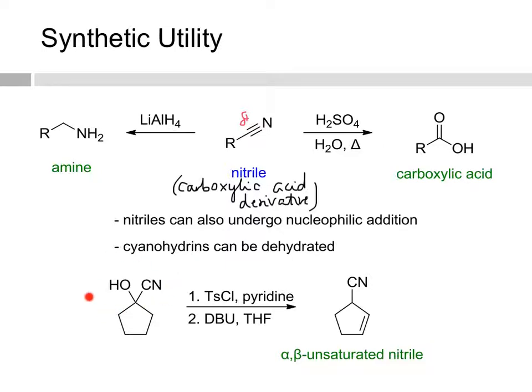Cyanohydrins can also be dehydrated to form the alpha-beta unsaturated nitrile. Treatment with tosyl chloride or mesyl chloride with pyridine converts this alcohol to a good leaving group, followed by elimination using the beta proton. We can form the alpha-beta unsaturated nitrile. This is the alpha position, this is the beta position, and that's where the new alkene is formed. These compounds can undergo similar reactions to alpha-beta unsaturated carbonyl compounds.